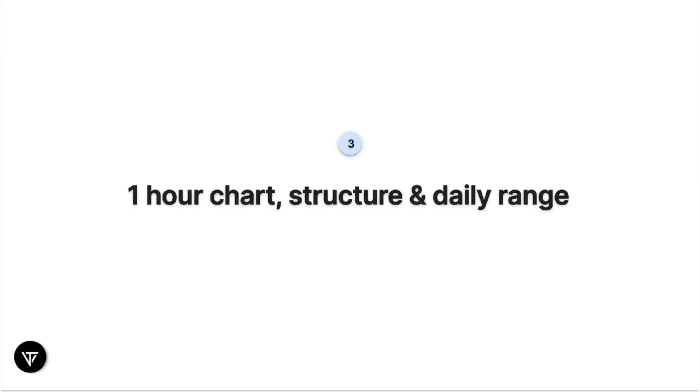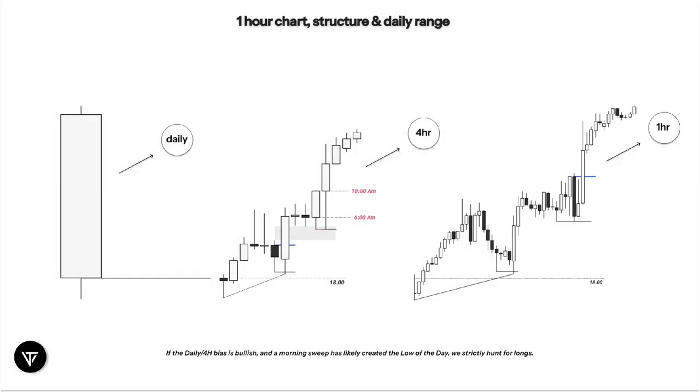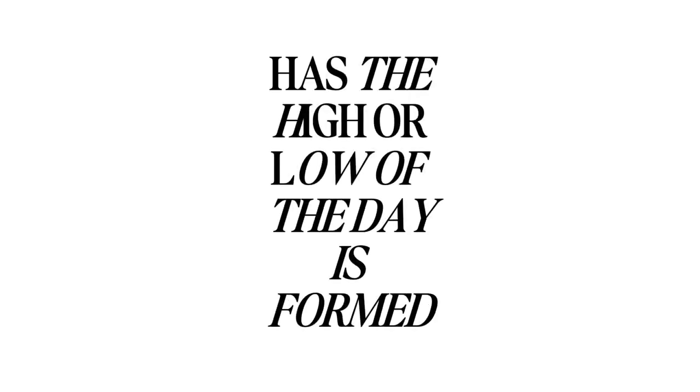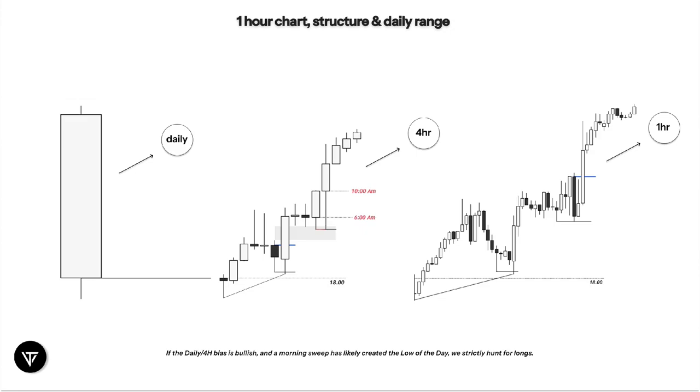Okay, so now we have our daily bias, we have our 4-hour key levels and confluences. Next, we drop to the 1-hour chart. On the 1 hour, I am strictly looking at intraday structure. I am trying to answer one very specific question. Has the high or the low of the day formed yet? Think about it. If my daily and 4-hour bias is bullish, and we've already had a morning sweep that created what looks like the low of the day, why on earth would I be looking for shorts?